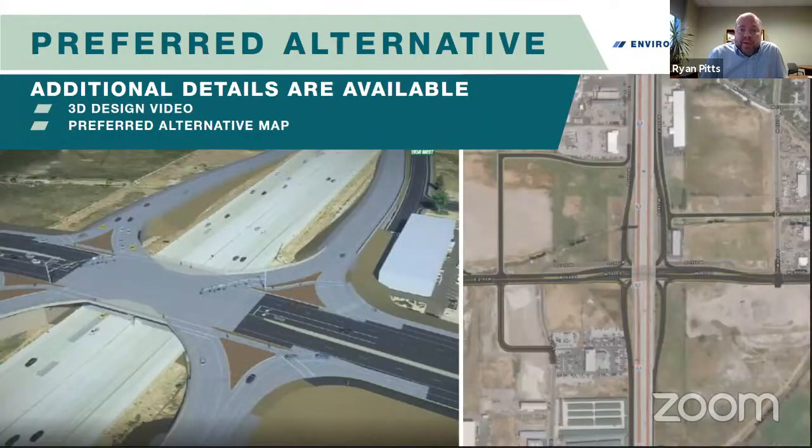For more details about the preferred alternative, we have created a 3D rendering of what the preferred alternative would look like, and we also have a detailed preferred alternative map. Both of these items are located on our study website or below this presentation under the EA Supporting Materials tab. I would encourage everyone to take a few minutes later tonight or sometime during this public comment period to review the preferred alternative in greater detail.